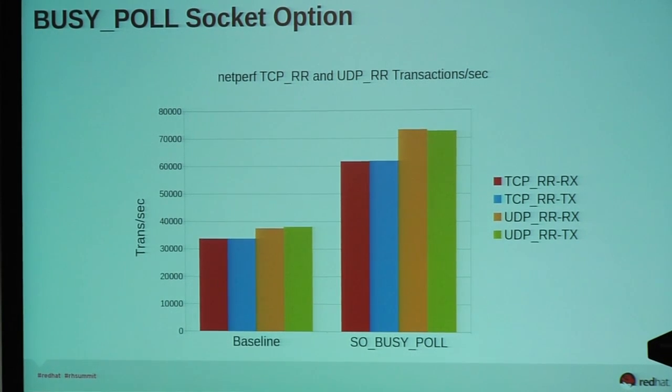On the left-hand side, you see we're at about 35,000 transactions per second. That's ping-pongs per second. You enable this busy polling, and you're almost 2x. So it's a massive improvement for this type of workload. If you have a latency-sensitive workload, like web-based transactions, you might see a big boost.